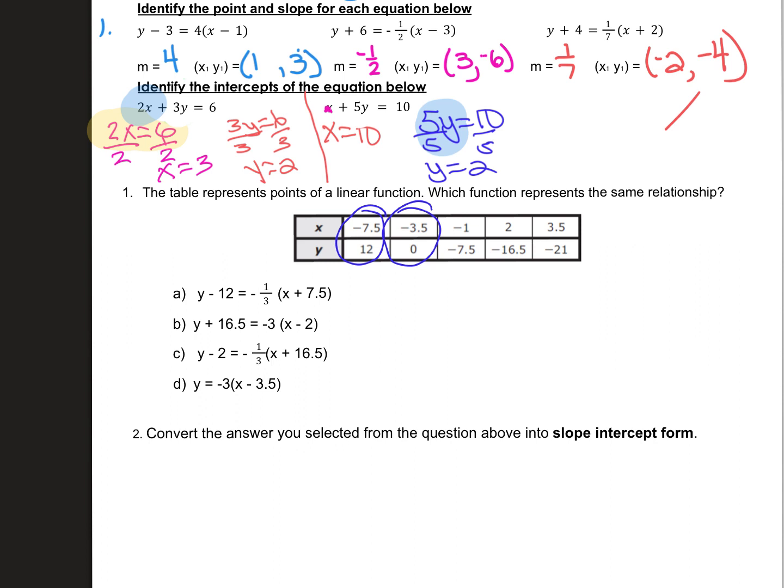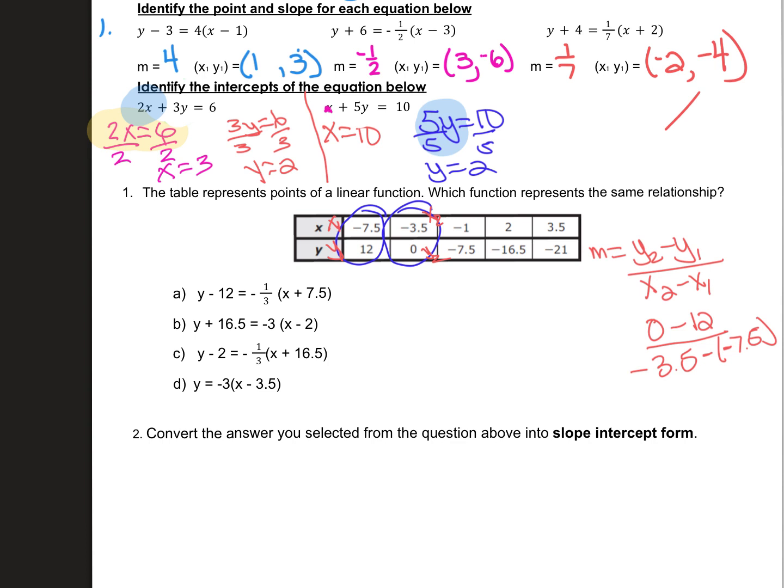And then I'm going to label my points. I have my x1, y1, x2, y2. And I'm going to plug them into my slope formula. Now remember, this formula is also on your star chart. So let's see. I have my y2, which is 0, minus my y1, which is 12, over my x2, -3.5, minus my x1, which is -7.5. Notice I'm putting these in parentheses because on my x's, I do not want to lose that negative.